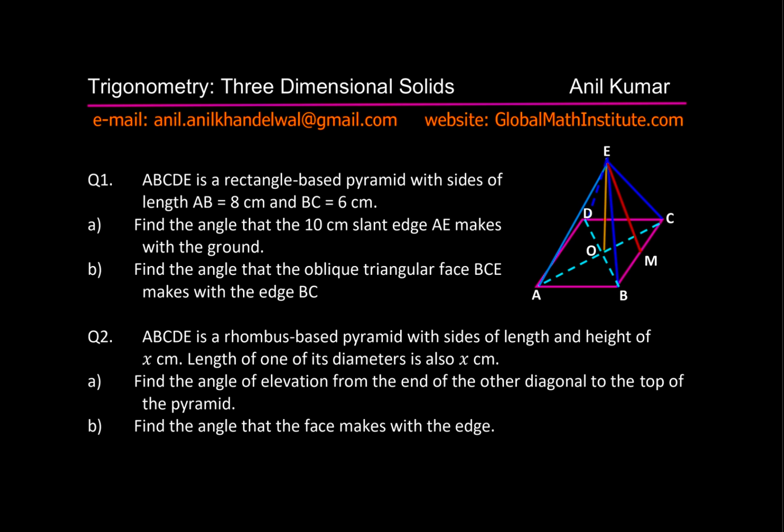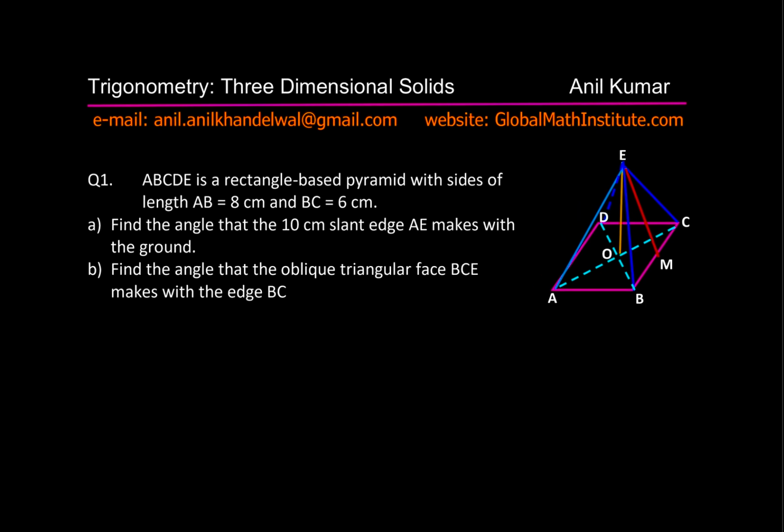Question number 2 is: ABCDE is a rhombus based pyramid with sides of length and height of x centimeters. The length of one of its diagonals is also x centimeters. A: find the angle of elevation from the end of the other diagonal to the top of the pyramid. And part B is: find the angle that the face makes with the edge. I'd like you to pause the video, answer these questions, and then look into my suggestions. Now let's take the solution to question number 1 first.